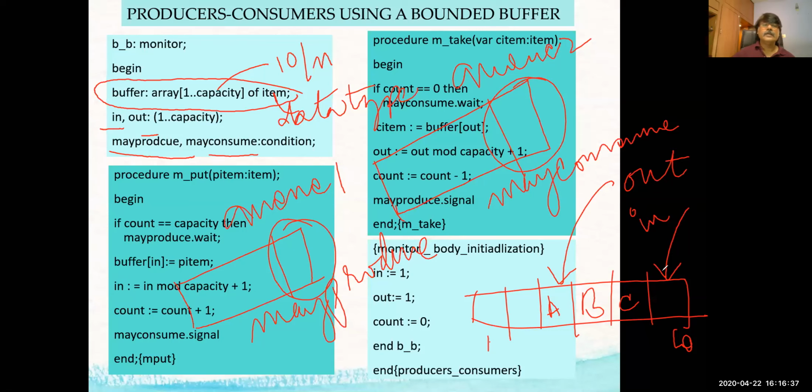See, whenever any producer wants to put information in the buffer, if the buffer is filled, what should happen? If the buffer is filled, the producer should wait in the header of the queue may produce. Similarly, when the consumer wants to access the buffer, if the buffer is empty, then the consumer should wait in the queue called may consume. This is why we are using may produce and may consume. So let us understand this.